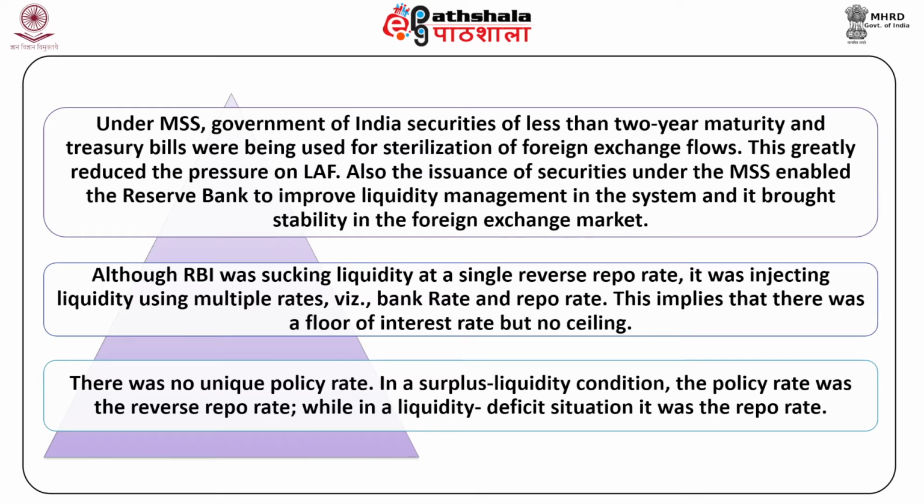Second, there was no unique policy rate. In a surplus liquidity condition, the policy rate was the reverse repo rate, while in a liquidity deficit situation, it was the repo rate. There was no firm corridor, that is, gap between repo and reverse repo, and the call money rate remained outside this corridor most of the time. It was higher than repo in liquidity deficit conditions and lower than reverse repo in surplus liquidity conditions.